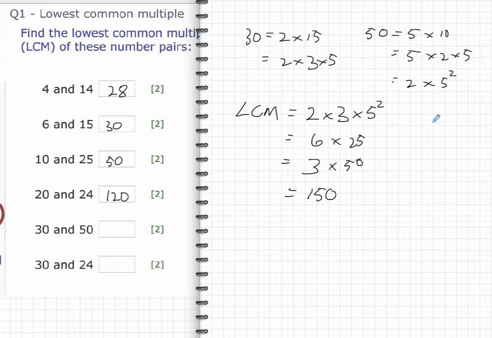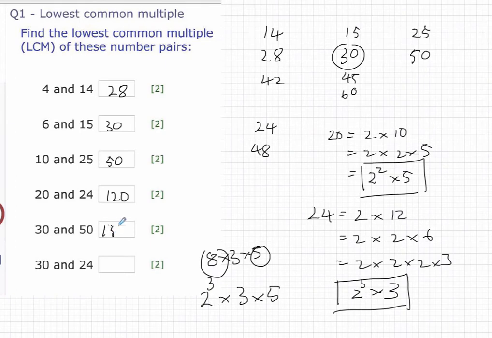We could have done that one going through the table. We could have said 50. Next it will be 100. Next will be 150. Next will be 200. Next will be 250. Next will be 300. So obviously 30 will go into 150. So that will be 150. And I've lost my other page. Where's that gone?